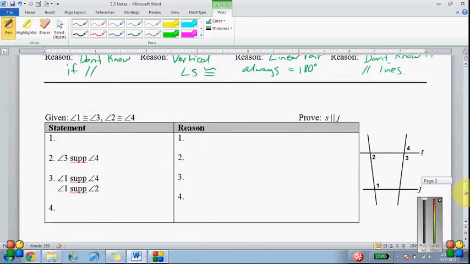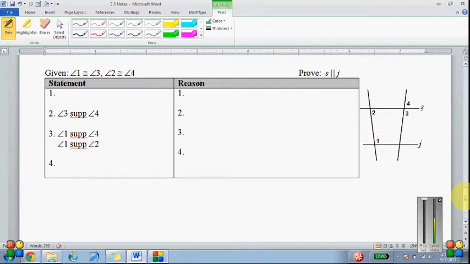Alright, and a proof, quick proof. So we've got angle 1 congruent to angle 3, angle 2 congruent to angle 4. So that's our given. I'm just going to draw an arrow here. This is given to us. Then it says angle 3 is supplementary to angle 4. Well, those are a linear pair, so those are supplementary.